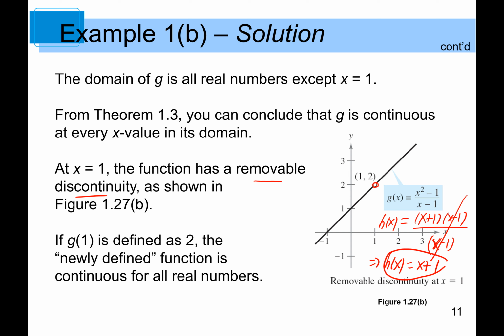And g of 1 is defined as 2. The newly defined function is continuous for all real numbers, for h of x equals x plus 1. It's a polynomial function, so it's continuous everywhere after we redefine the function.